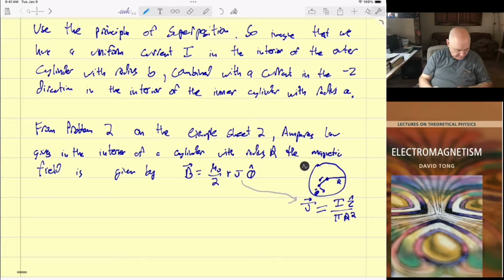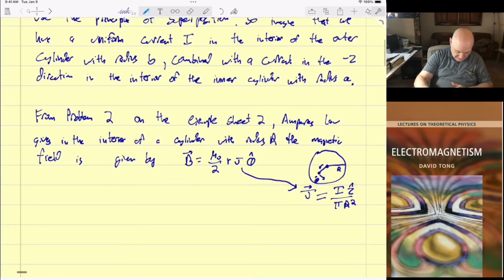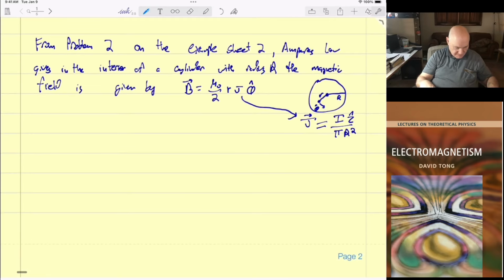Okay, so that's the result of problem 2. Now we're going to apply that to each of the cylinders. The outer cylinder will have a positive current going up, and the inner cylinder will have a positive current going down.